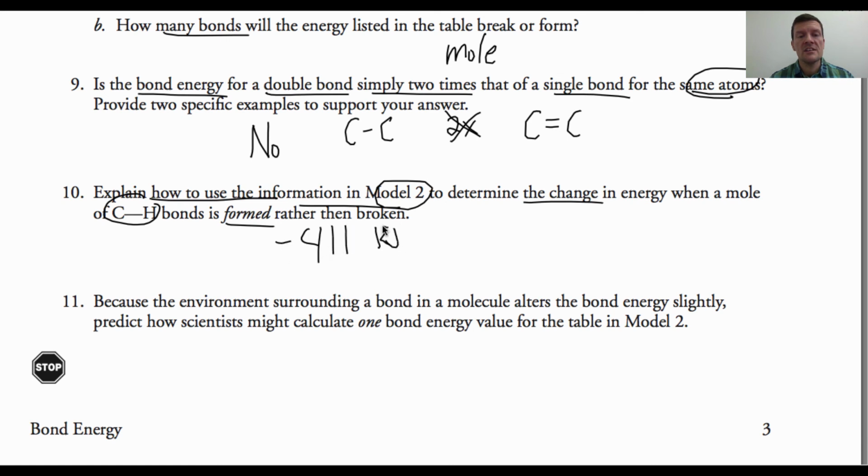kilojoules released, and we denote that by using the negative sign. Negative sign tells us energy is being released. That's exothermic, remember.